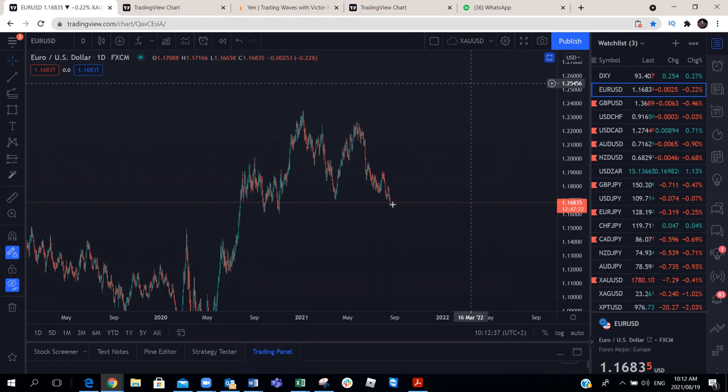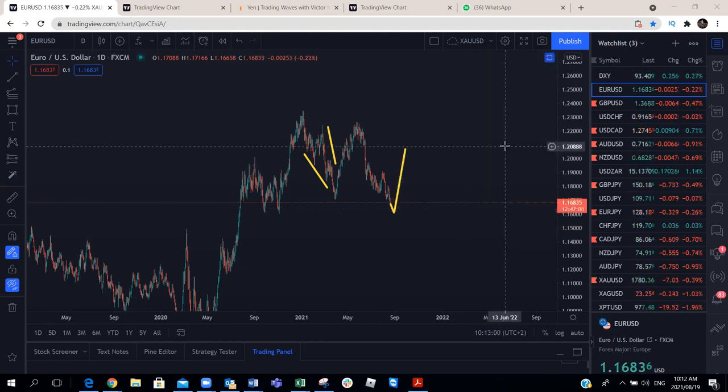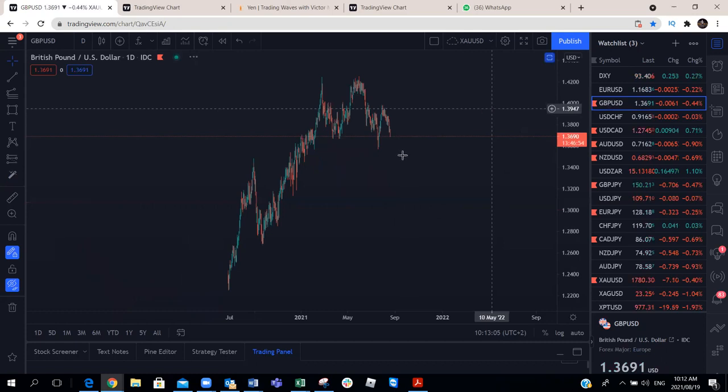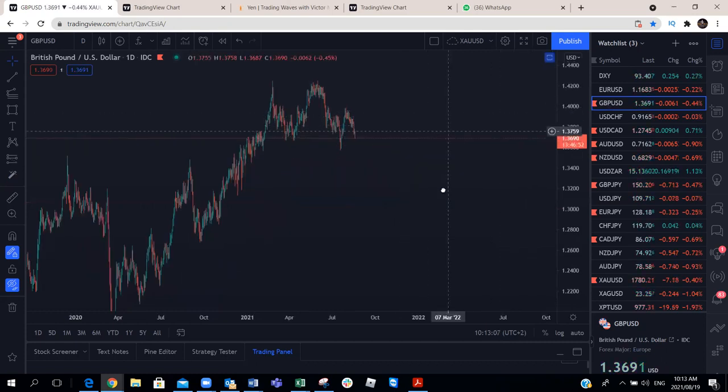So yesterday I gave you the detail of what we still expect in the lower degree, all the labeling within this ABC corrective structure as follows: A, B, and C. So that is A, B, and an impulse here. So a leading diagonal, a correction, and an impulse. Now we'll look for this to reverse around the blue box area as it is now. We don't have confirmation for upside yet, but we're still looking for more downside. Pound US dollar continues lower.